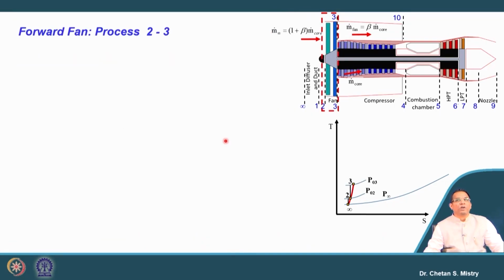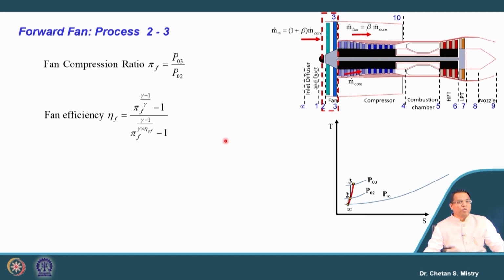Now, let us move to the forward fan configuration. That process we are representing as 2 to 3. For this we may be aware of the fan compression ratio. We know what the fan efficiency will be. Again, this fan efficiency we are basically assuming. Initially we assume it, and then after testing this fan, we will verify whether the efficiency we assumed is coming the same or not. So, it is an altogether different ball game.